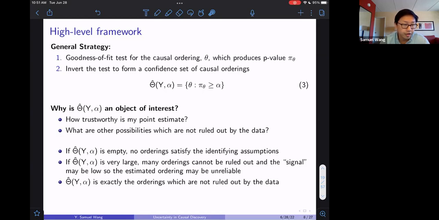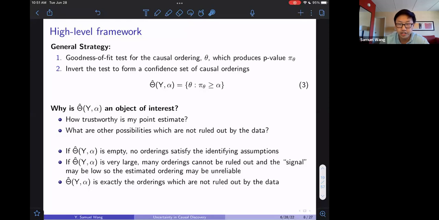On the other hand, if theta hat is very large, and particularly if it contains many orderings with conflicting causal relations, this might mean that the signal, in some sense, is low. And so the point estimate that you might have gotten from your procedure is probably unreliable, and it could potentially change drastically if new data was gathered and this experiment was repeated. So this set tells me a lot about how trustworthy my point estimate might be.